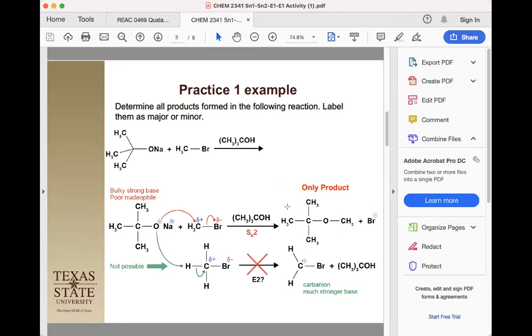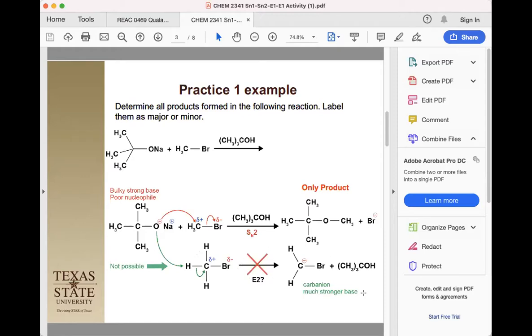Okay, let's look at our elimination product. First, we have to identify the beta hydrogens. There are no beta hydrogens on this compound because it's a methyl group. Because there are no beta hydrogens, we cannot do an elimination. Because we can't do an elimination, we don't have an E2 product.